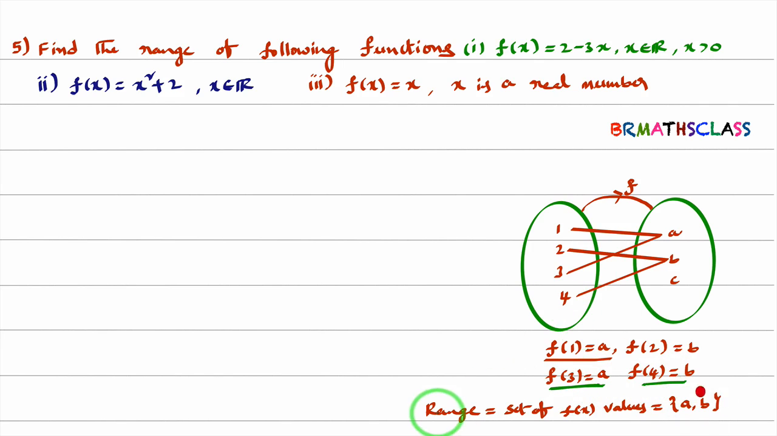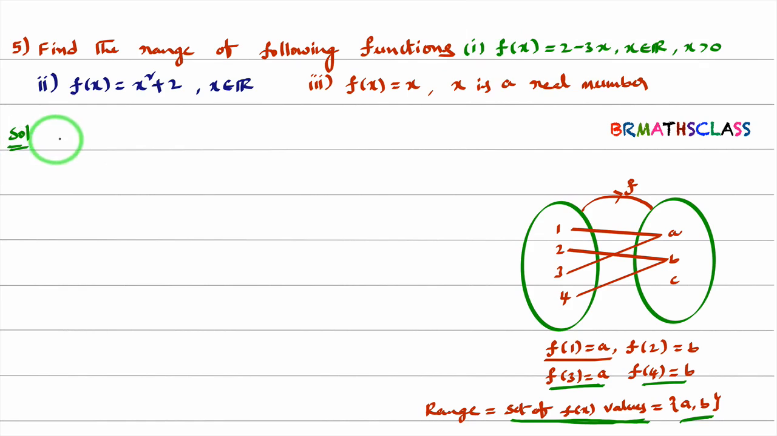What is the range definition? The set of all images of the domain set, the set of all f of x values. Try to understand. What is range? The set of all images of the domain set is called the range. Range is nothing but the set of f of x values. This is important. You observe here, to find the range, I need to find out the f of x values.